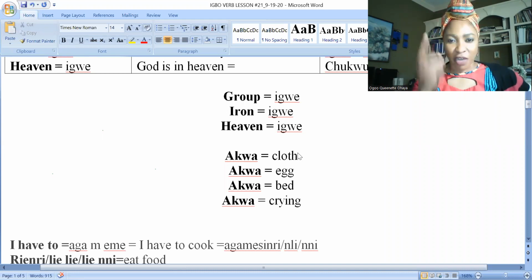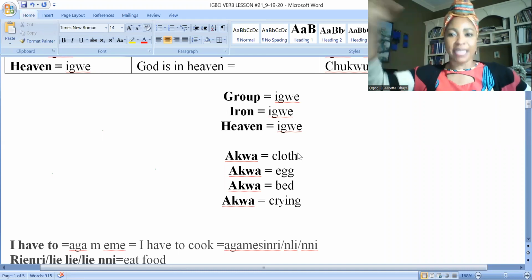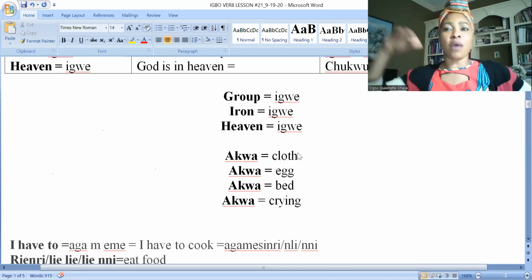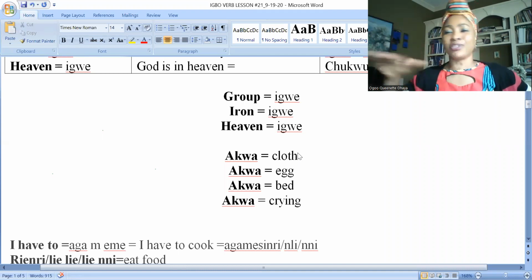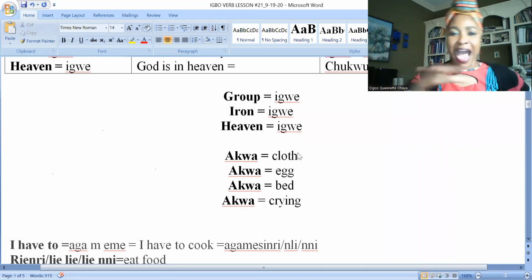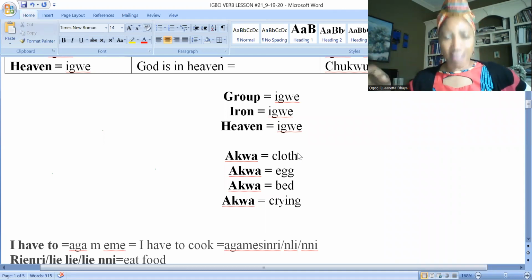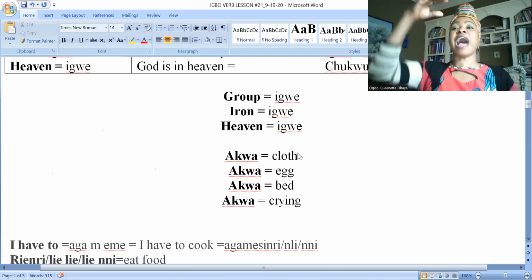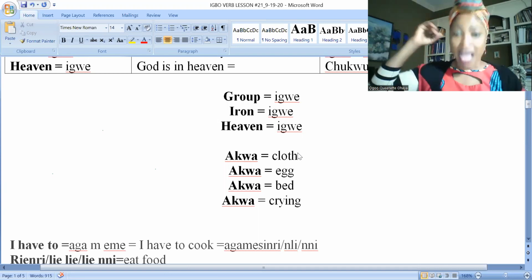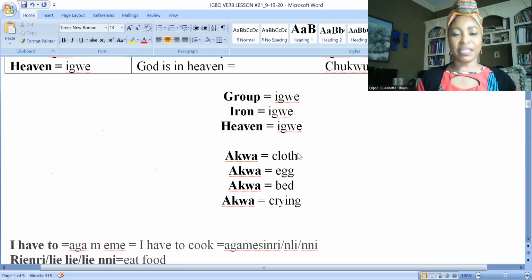Then the first one, clothes, is aqua. It's high, high. Then the second one, egg, is aqua. It's mid. It's just mid, okay? Now the bed is aqua. It's very low, very deep. Then the third one, which is crying, aqua, high, very, very high. Yes, you got it. Yeah, that's what it is.